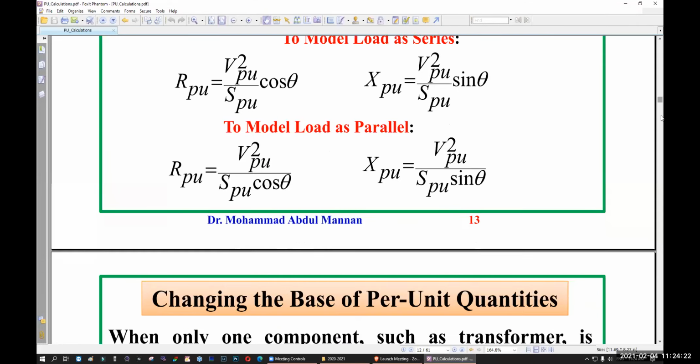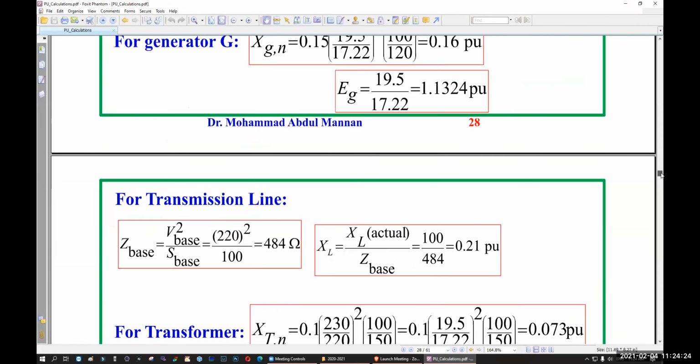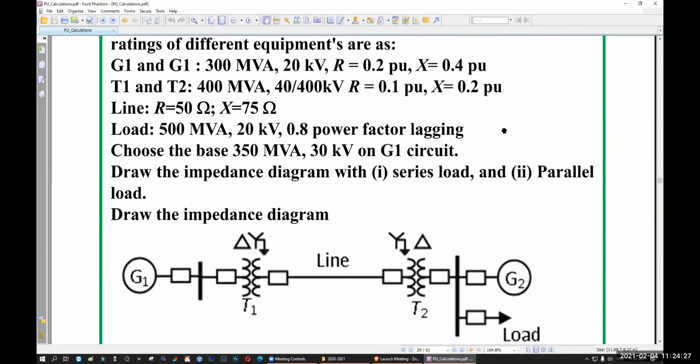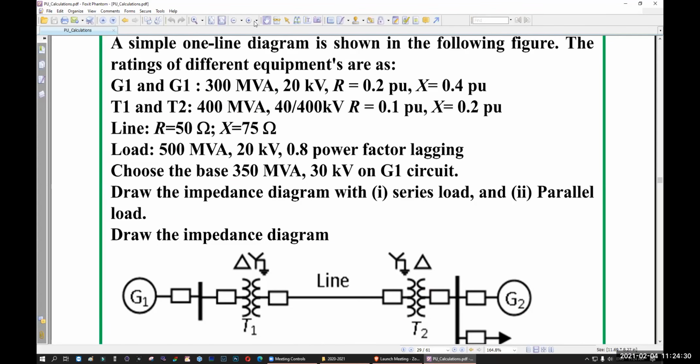Your V per unit. How much is your V per unit? V actual by V base. So what is the actual value? 20? Was it 20? Okay, let me see the question first. Oh yes, it was 20. Yes, it was 20, right? Yes, sir, it was 20.